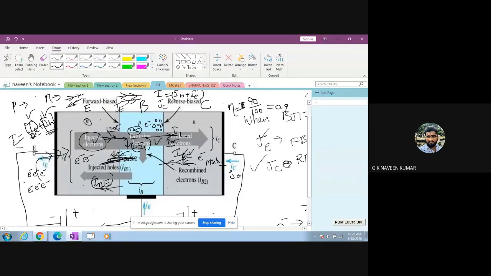That is how the current starts flowing, as the injected electrons move from here to here, then the current will also start flowing. This is how the current will start flowing in the active region. In the active region, junction JE should be forward biased and junction JC should be reverse biased.